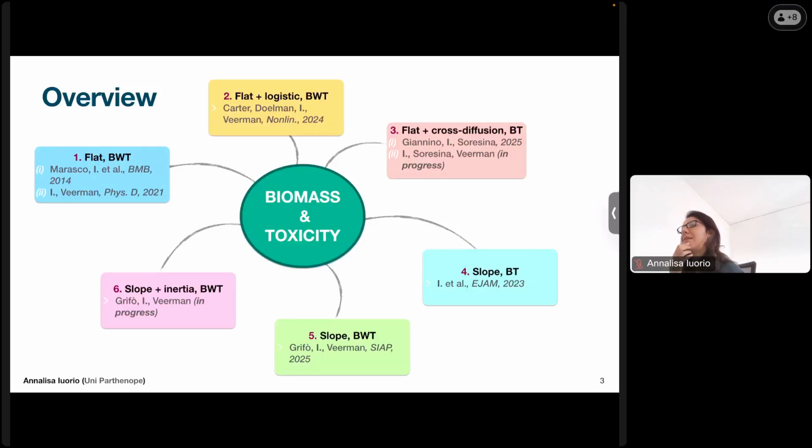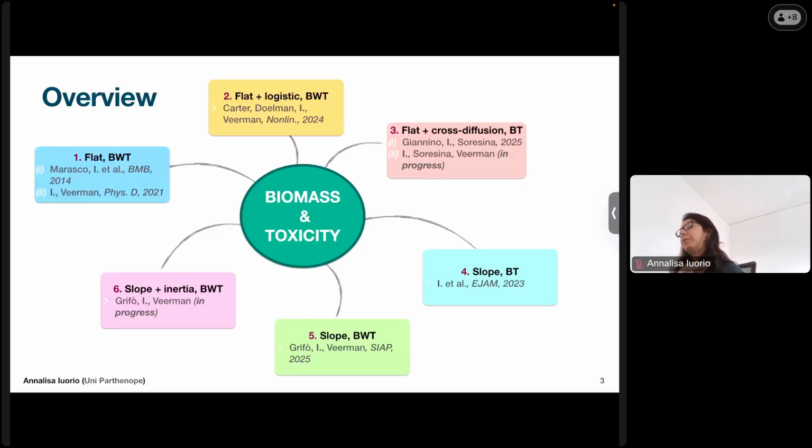On flat grounds, we considered only the dynamics of biomass and toxicity, for example in model 3, with a cross-diffusion model that is extremely recent and that I'm going to show in more detail in a while.